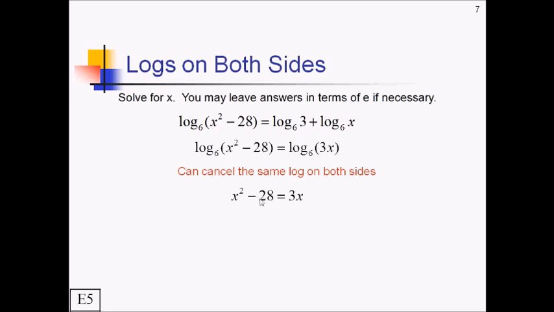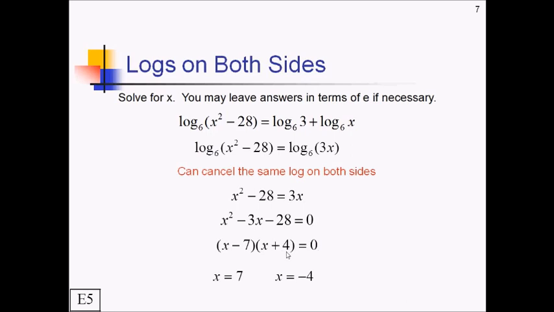If you didn't get this far, then pause the video and keep going. All right, so at this point we have a quadratic. We're going to get everything on one side and try to factor this thing. So we'll have x squared minus 3x minus 28 equals 0. And numbers that multiply to negative 28 and add up to negative 3, that would be 4 and negative 7. Zeroing these both out here, we've got x equals 7 and x equals negative 4. And we're done, right? Well, no, not quite.